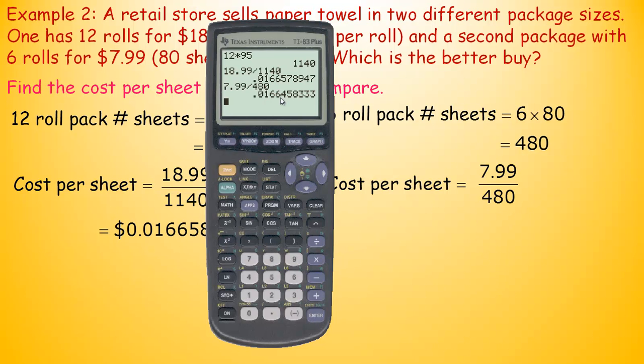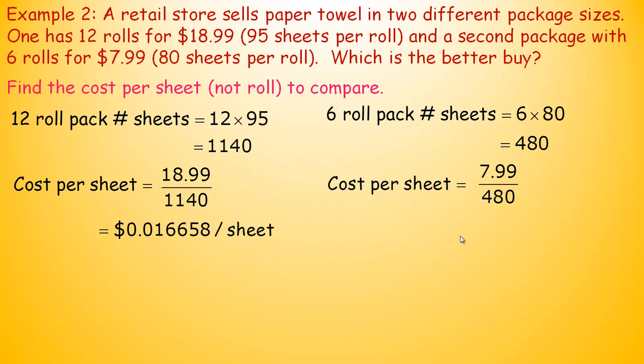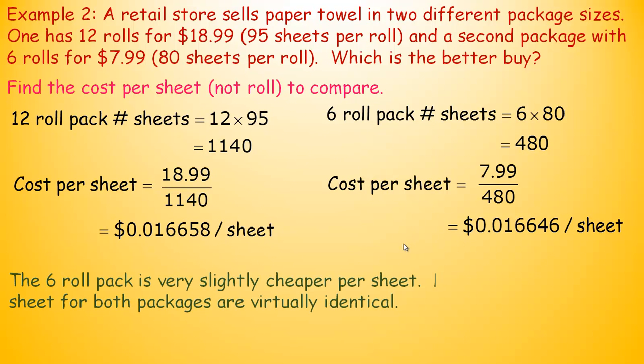Now, if you compare those two numbers, they are very, very close. To the nearest tenth of a cent, they're off by a tenth. Because you see, this would be the tenth of a cent here, and that 5 would make that round to a 6. This 4 would keep the 6 a 6. So there's not much difference in the cost per sheet. The 6 roll pack is very slightly cheaper, but not much. We're talking about a very, very small difference between the two of them.